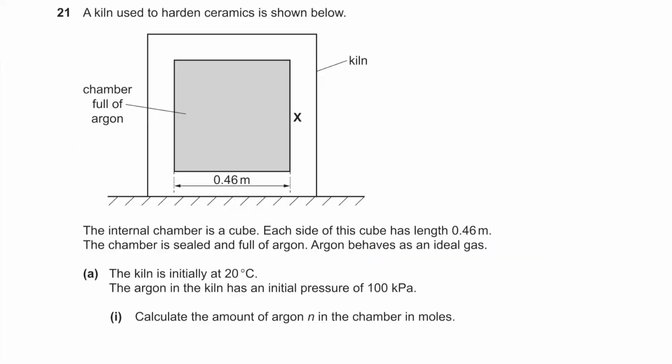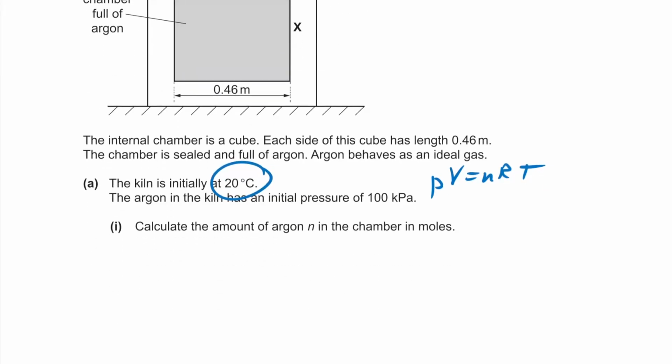A kiln is used to harden ceramics. We have a cube size that are 0.46 meters long. The chamber is sealed, full of argon. It behaves like an ideal gas, so we know we're going to have to use PV equals nRT here, surely. The kiln is initially at 20 degrees. Let's turn that into Kelvin, seeing that we're dealing with gases. So we add on 273, so that gives us 293 Kelvin. So that's our T. We have a pressure of 100 kilopascals. Calculate the amount of argon n in the chamber in moles.